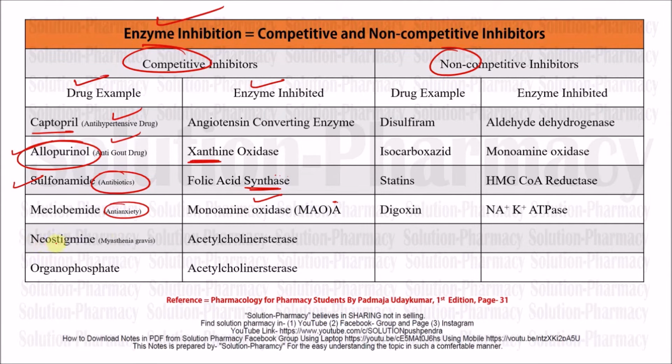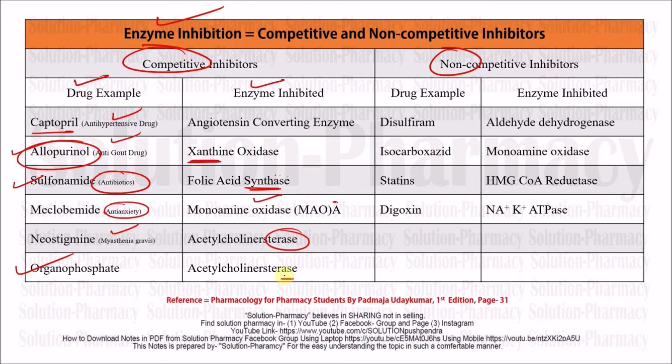Next one is neostigmine. Neostigmine is used for the treatment of myasthenia gravis. This will be the next part of your syllabus, and neostigmine produces its mechanism of action by affecting acetylcholinesterase. Now what is acetylcholinesterase? This has two meaningful words, acetylcholine and esterase. So this is an enzyme which affects the availability of acetylcholine. So neostigmine affects acetylcholinesterase, and similarly organophosphates act by affecting acetylcholinesterase also.